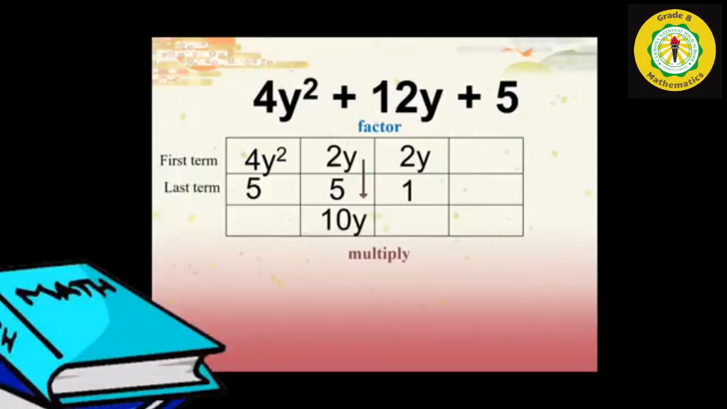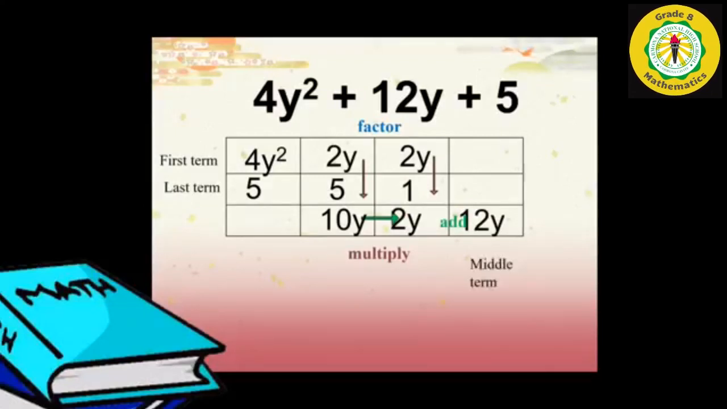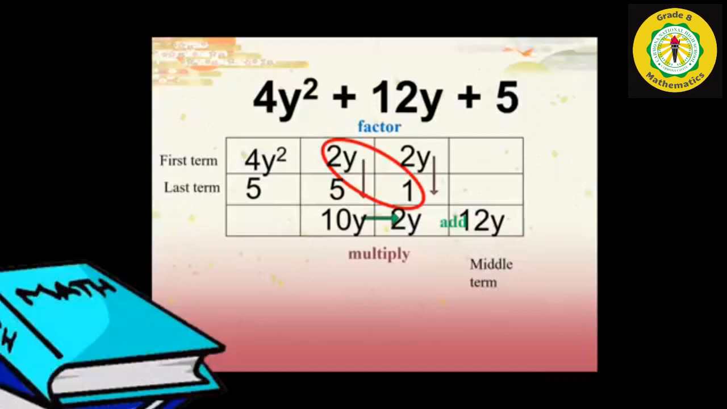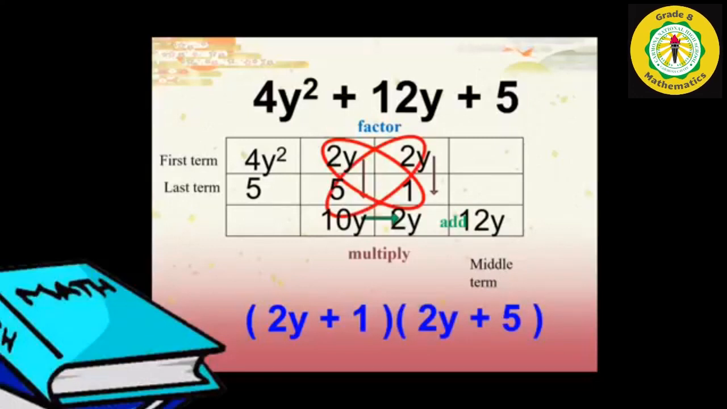So if we multiply the first term by the two factors, 2y times 5 is equal to 10y, and then 2y times 1 is equal to 2y. Then if we add 10y and 2y, we will get our middle term, which is 12y. Next, we need to write each factor in the pair as the last term of the binomial factors. So we have here the quantity of 2y plus 1 and the quantity of 2y plus 5.